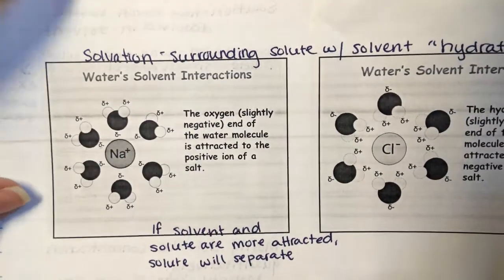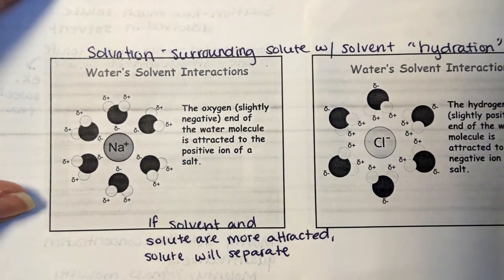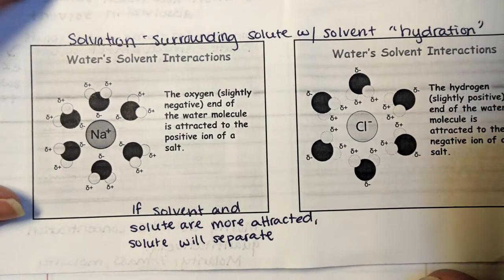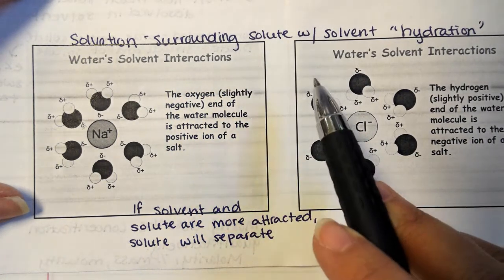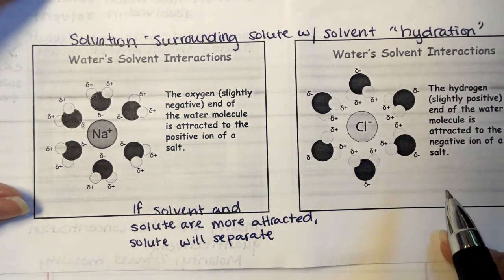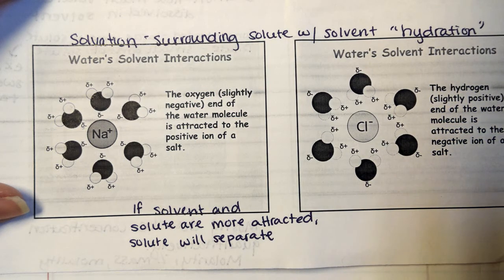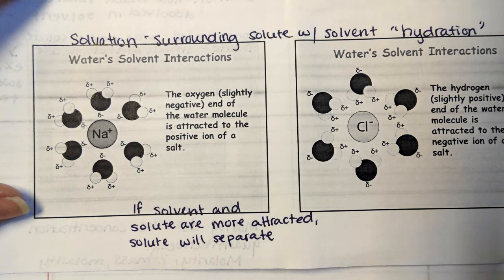So when something is dissolving, we can see dissociation occurring, okay? Or we see something called solvation. And solvation is basically where the surrounding of the solute with solvent is occurring, or hydration. And that's happening because the solute is more attracted to the solvent than the solute is to itself.